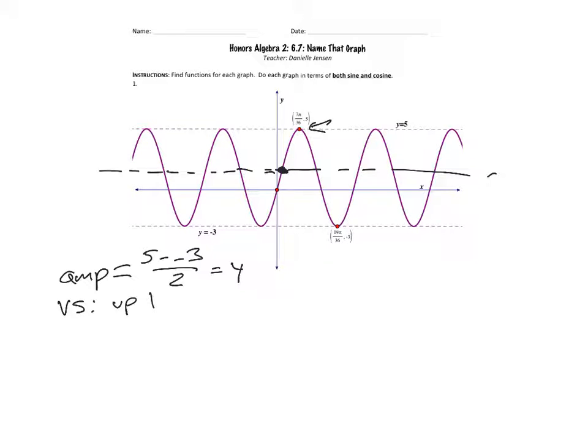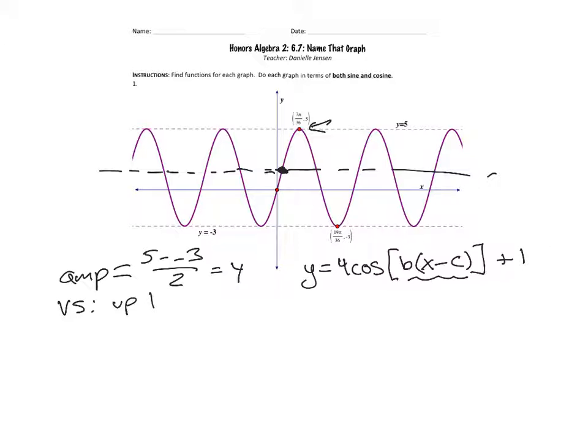Let's do cosine first, because it looks like we know how much the cosine graph has been shifted: 7 pi over 36. In order to write that in the proper form, we've got y equals 4 cosine. Normally it would be bx plus c, but to reflect the vertical shift, I'm going to write it a little bit differently, and then of course I have up 1.